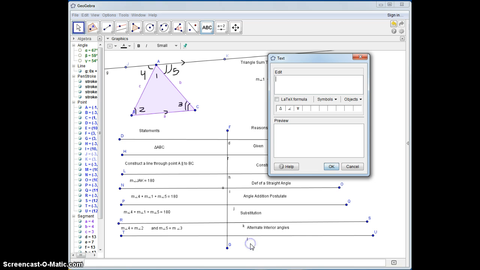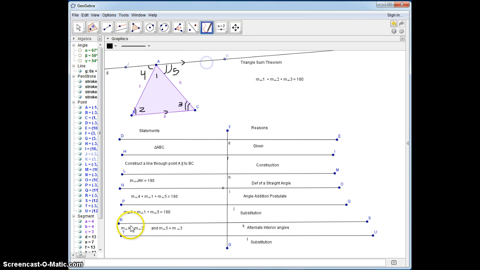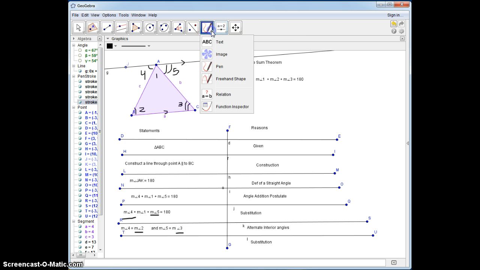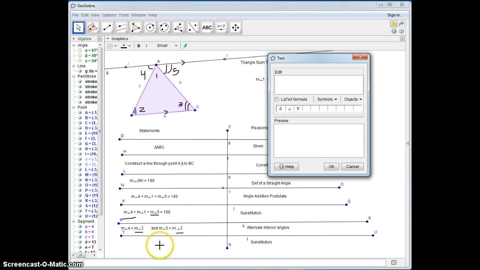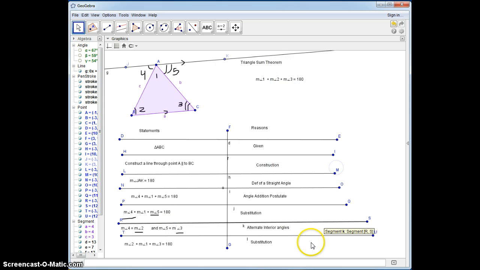It's really fun to write down substitution. And what we're doing is, instead of using an angle 4, we're substituting it for angle 2. Instead of 5, because 5 is equal to 3, we're substituting 3. So let's write that down. We can say that the measure of angle, instead of 4, we're going to 2, plus the measure of angle 1, we'll keep that as 1, plus the measure of angle, instead of 5, we're putting 3, equals 180 degrees. This is what we're proving.